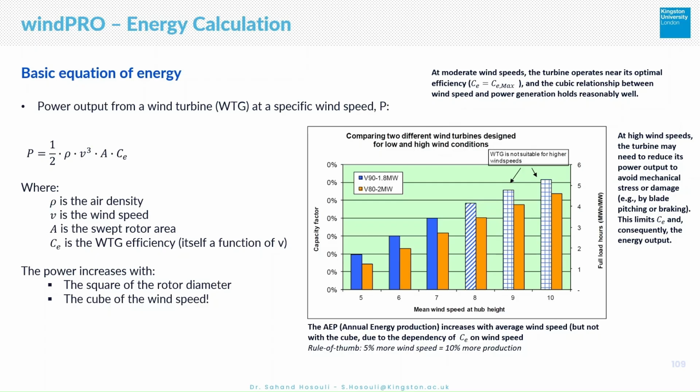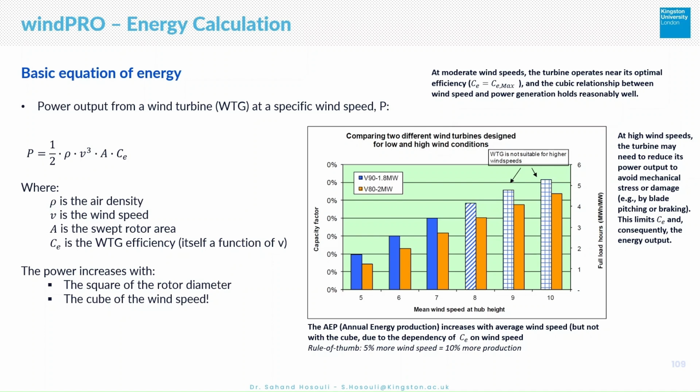And as we know, the power would increase with the square of the rotor diameter and also the cube of wind speed. Now, what is interesting to discuss here is to take a look at a graph on the right-hand side, which compares 2 different wind turbines designed for low and high wind speed conditions. At moderate wind speed, the turbine operates near its optimal efficiency, and the cubic relationship between the wind speed and the power generation would hold reasonably well.